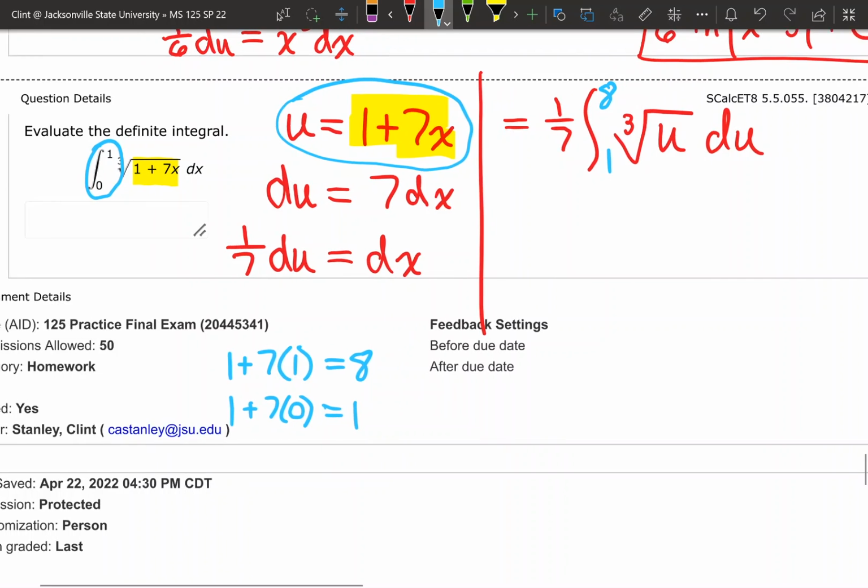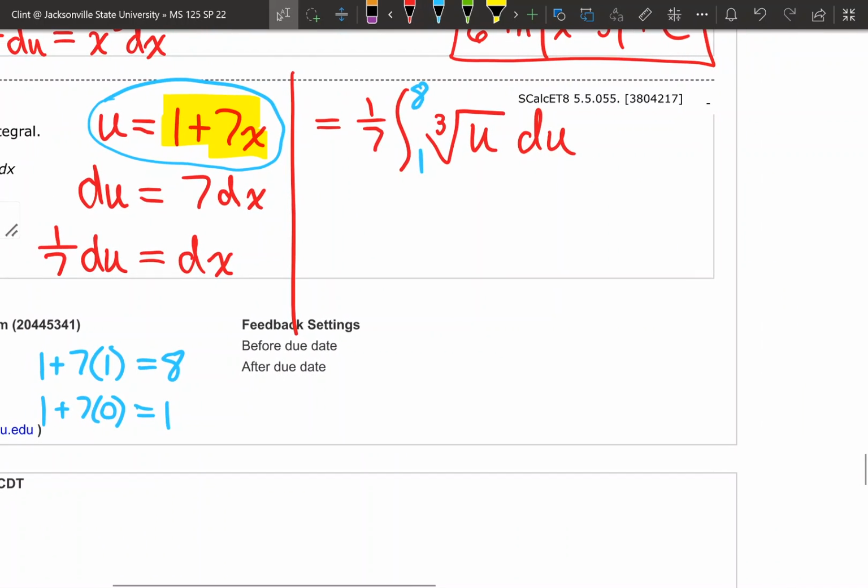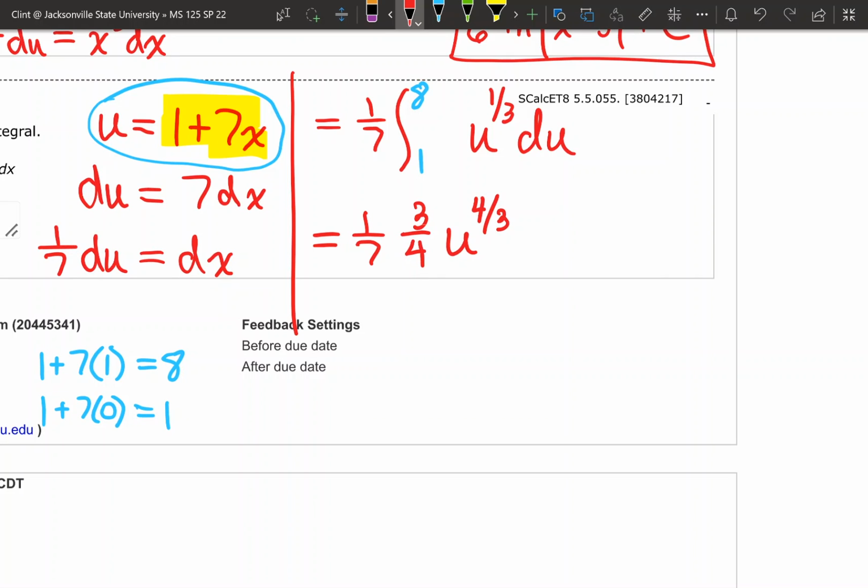And the antiderivative, that's u to the 1/3. Right. So add 1 to that, we'll get 4/3. Flip and multiply, that'll be 3/4. And we can evaluate from 1 to 8. If we combine our two constants, that's 3/28, and then we can plug in our numbers.